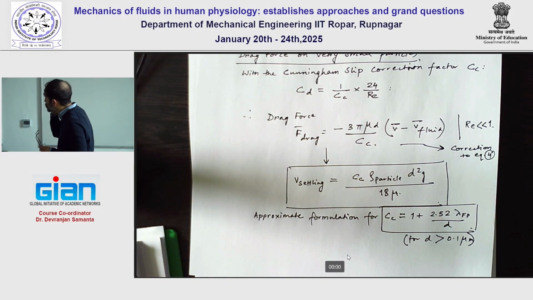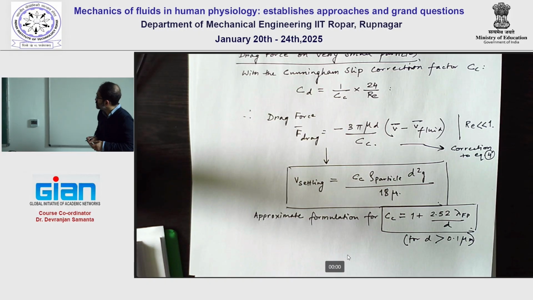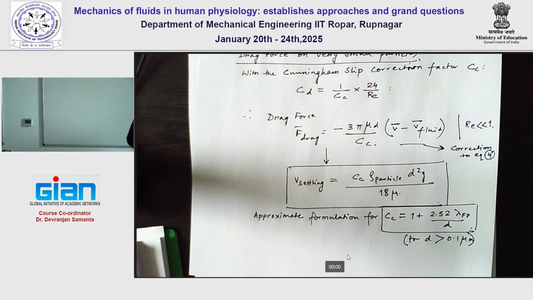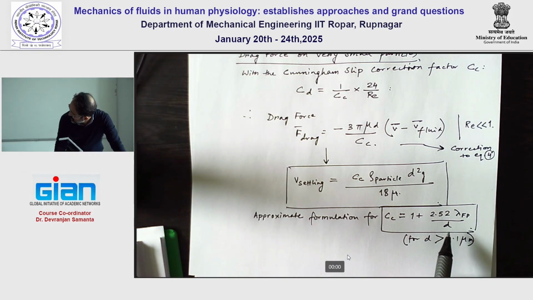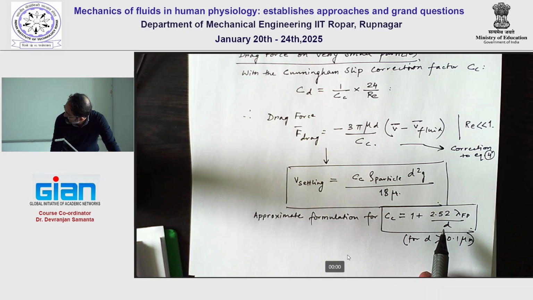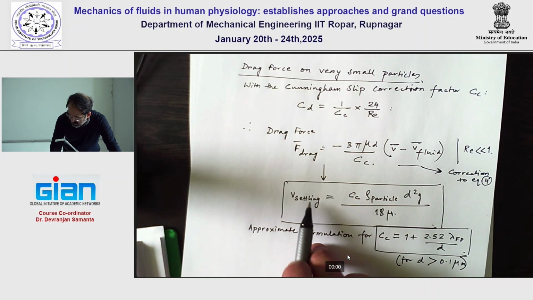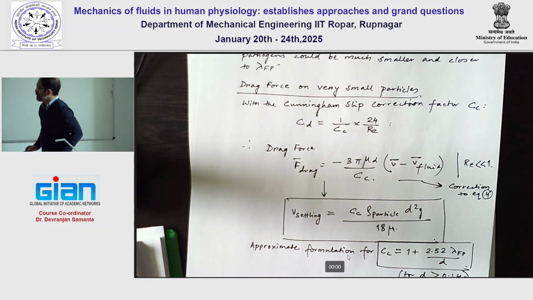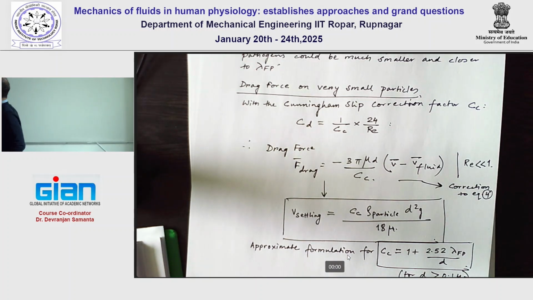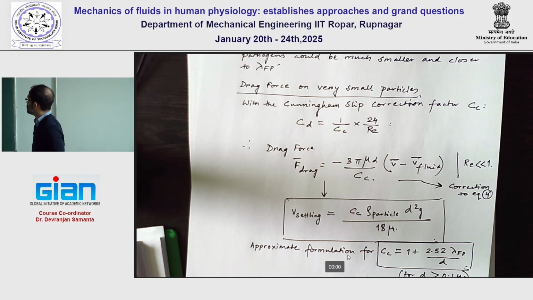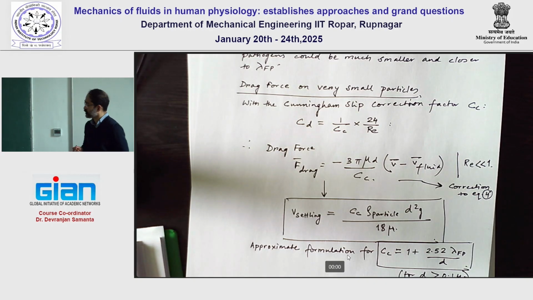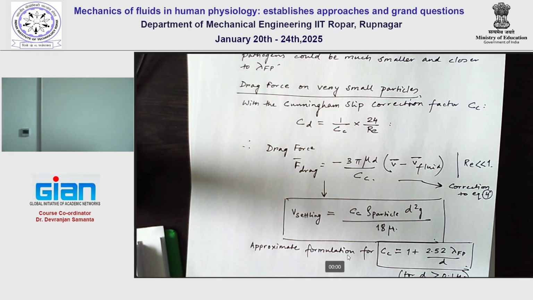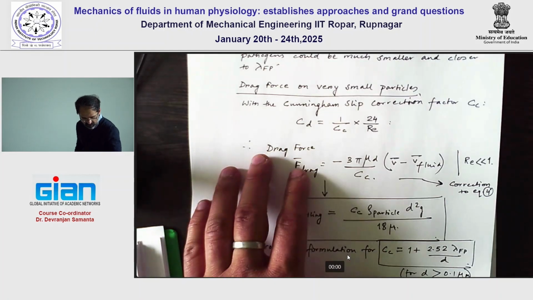We're going to use some numbers in the problems that we're going to solve next. But in general, because of this component over here, CC is always going to be greater than 1. As a result, the V settling for small particles is larger than the settling velocity for particles that are slightly bigger, and the other way around, the drag force here is smaller than what we had before. Okay, so with this, let's solve another problem.